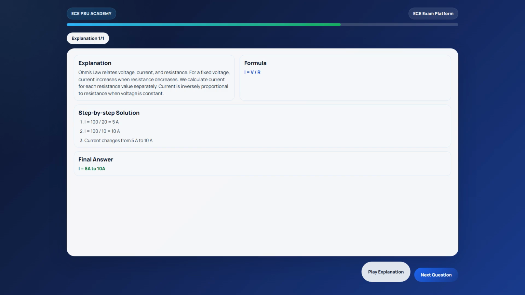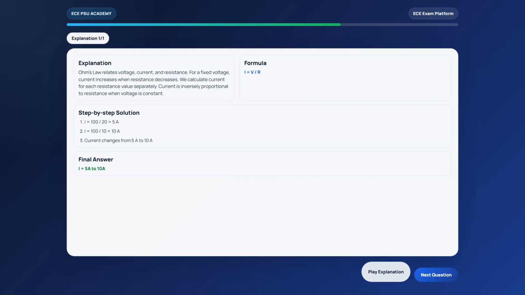Ohm's law relates voltage, current, and resistance. For a fixed voltage, current increases when resistance decreases. We calculate current for each resistance value separately. Current is inversely proportional to resistance when voltage is constant. Current equals voltage divided by resistance.